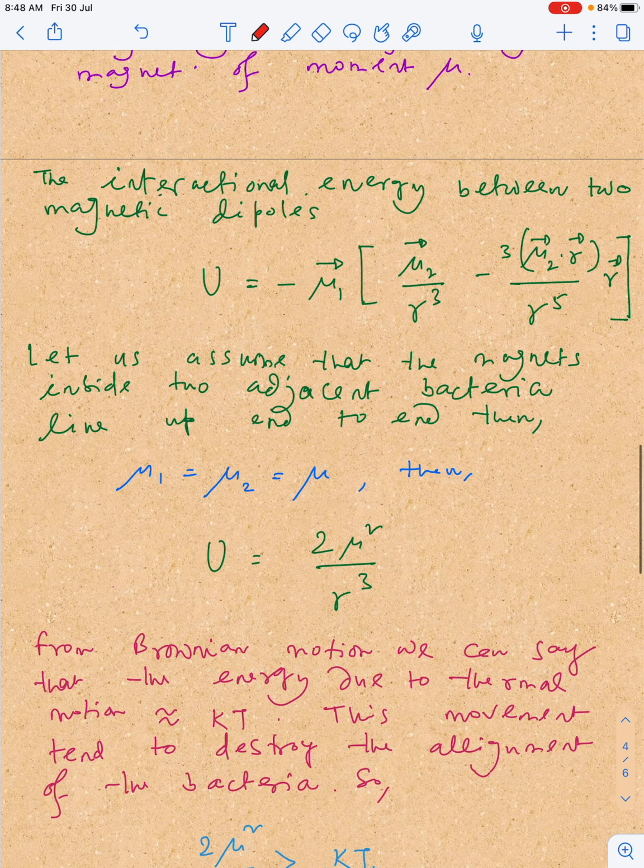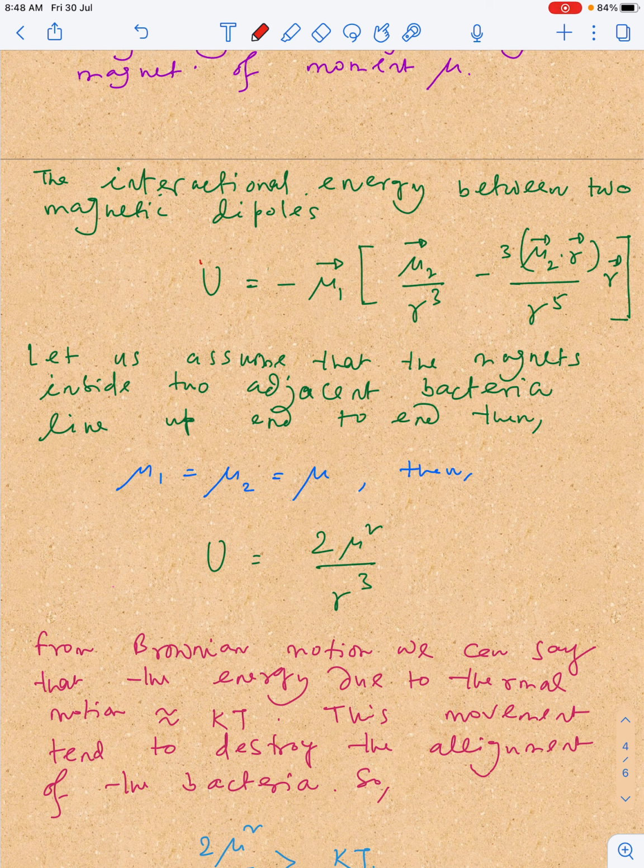And the next question: we know that whenever two magnets are kept side by side, like here I am assuming two bacteria aligned in an end-to-end position, the interaction potential energy U is given as minus mu1 dot mu2 by r cube, minus 3 times mu2 dot r by r to the power 5 into r vector.